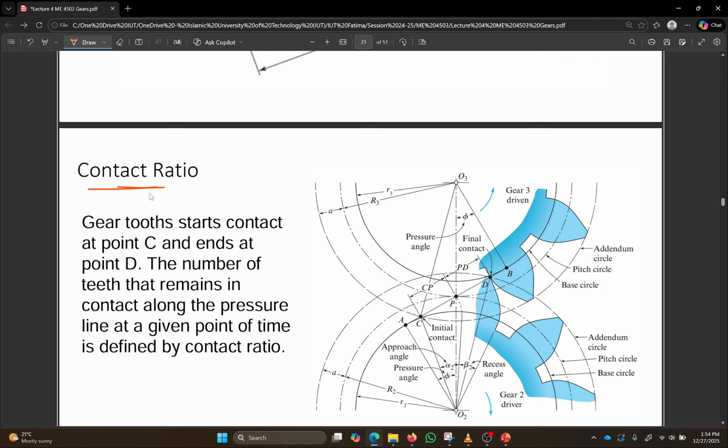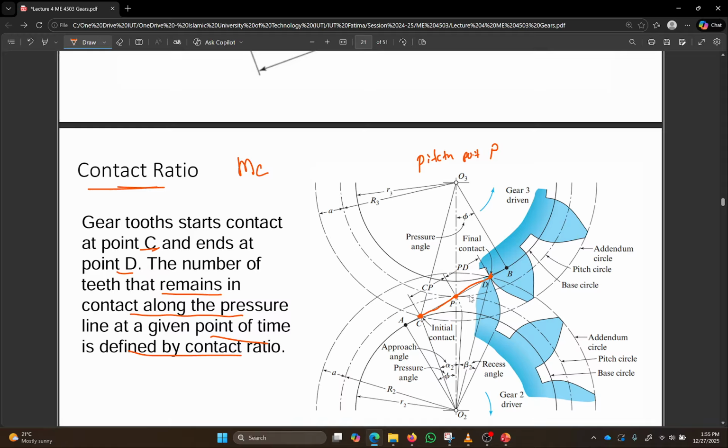The gear tooth starts contact at point C, what we have known, and ends at point D. Contact starts over here, this whole length is the contact length, and it ends at point D. And you'll notice that this length passes through the pitch point. You remember pitch point P, where the line of action meets the line of centers. The number of teeth that remain in contact along the pressure line at a given point of time is defined by the contact ratio, denoted by MC.